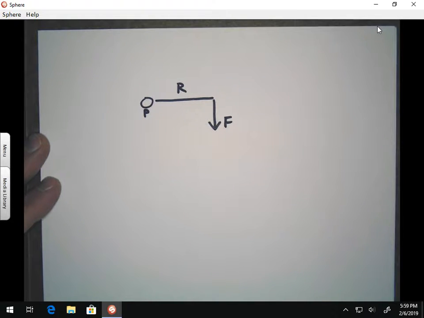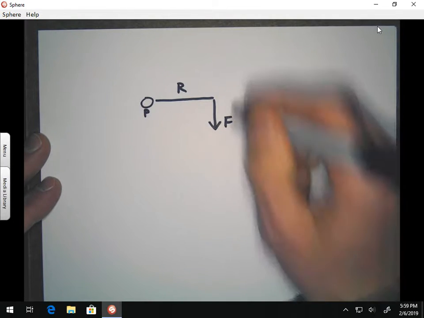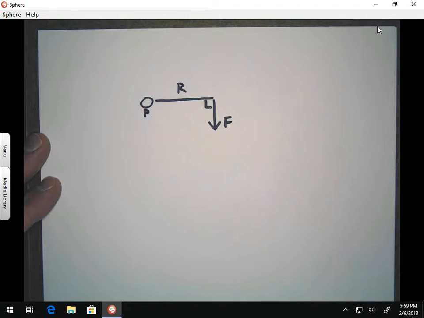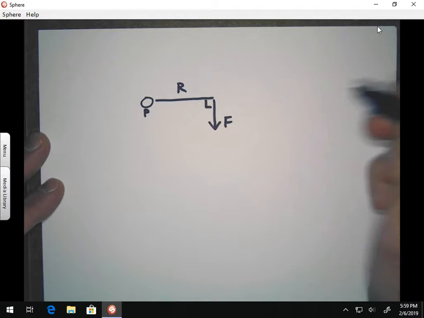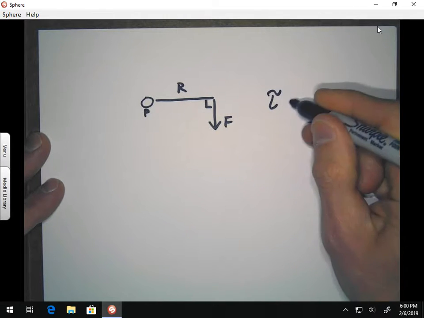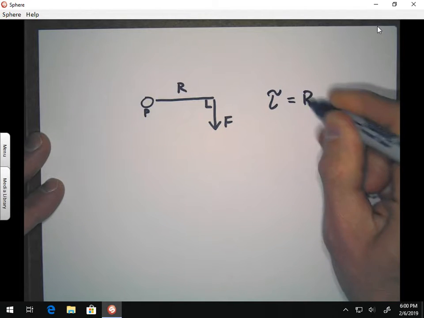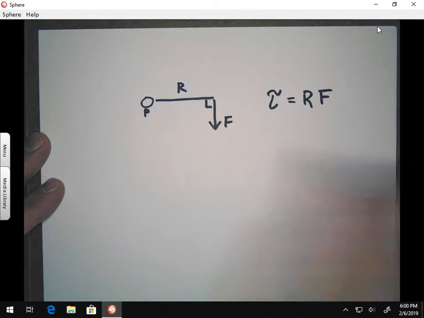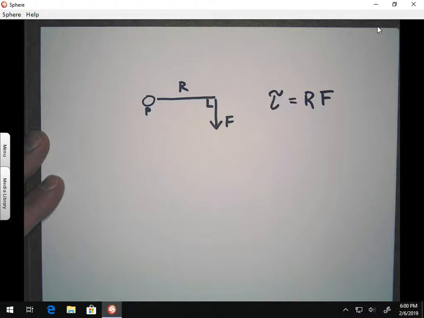Like in the activity that we did and some of the problems that we've solved, we've always made this a 90-degree angle. And so when you want to find the torque from this situation, you would say that the torque would be equal to R times F, and you would just multiply those two numbers.